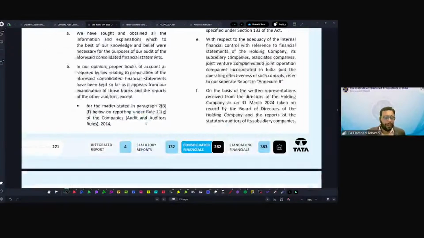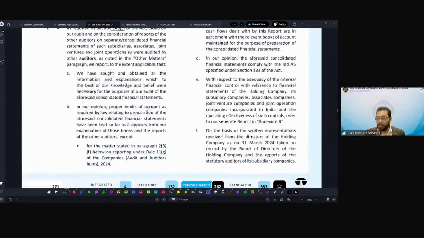See, one of the requirements under 143.3 was whether the books of accounts have been prepared by the company, and if yes, whether these books of accounts under Rule 11 are being kept in a software in India and periodic backup has been taken or not. Remember, there was one such point.